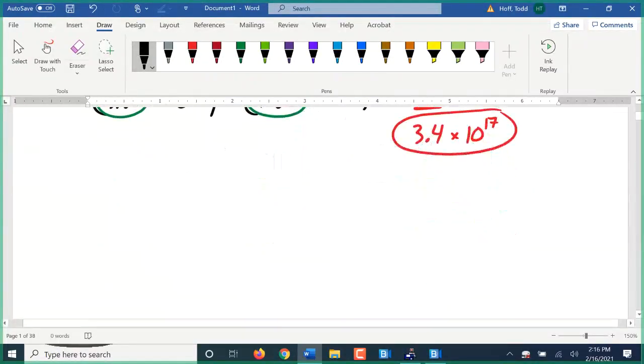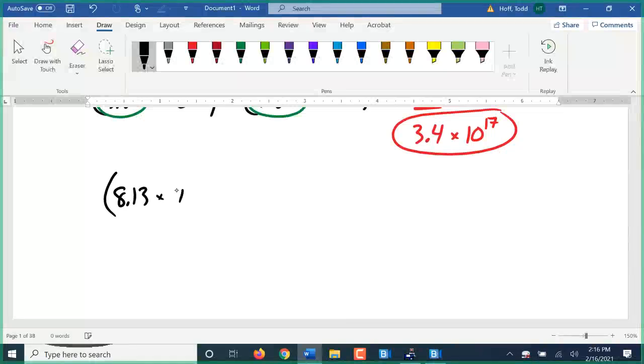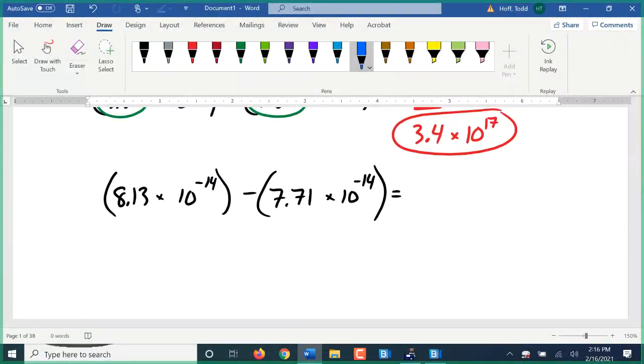Now once again, we have to be very careful when we get in our negative powers. We have 8.13 times 10 to the negative 14th minus 7.71 times 10 to the negative 14th. Well, we have the same name, so we can go ahead and subtract here. 8.13 minus 7.71 is 0.42 times, we keep the same name, 10 to the negative 14th.